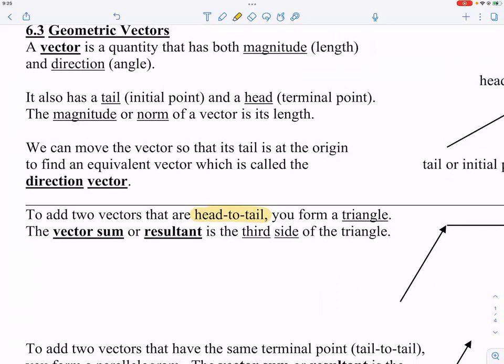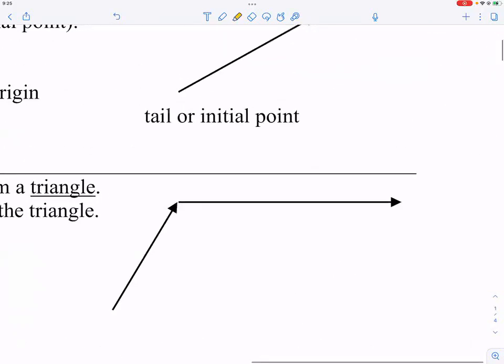We're talking about the individual vectors. They must be connected from head to tail. So that would be a good example here.